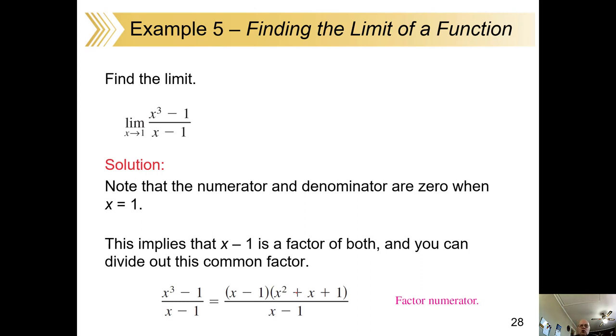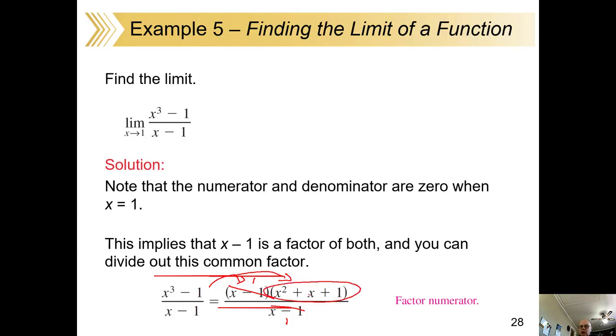However, what we can do is factor the numerator. This numerator can be factored into two different factors, the x minus 1 and the x squared plus x plus 1. Once you factor the numerator, and this can be very handy, then you'll be able to divide x minus 1 into the numerator. You get 1, and all that's left is the x squared plus x plus 1.